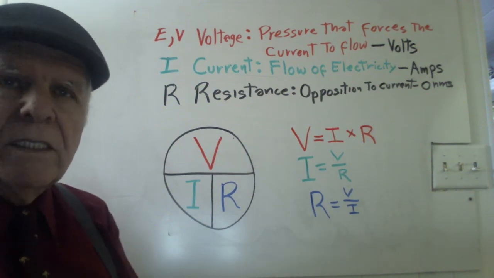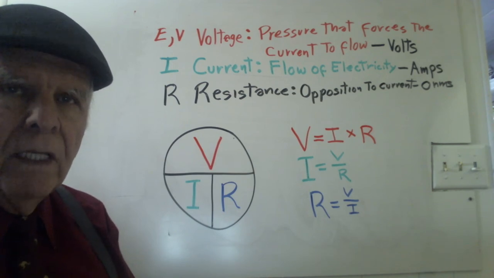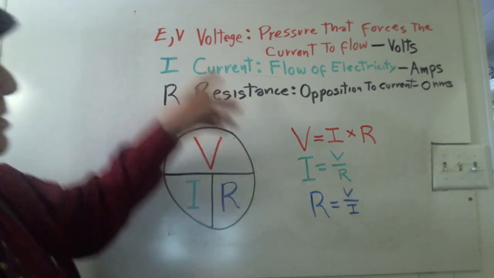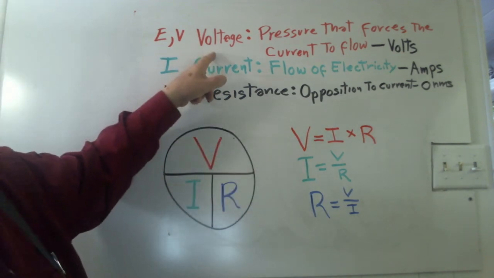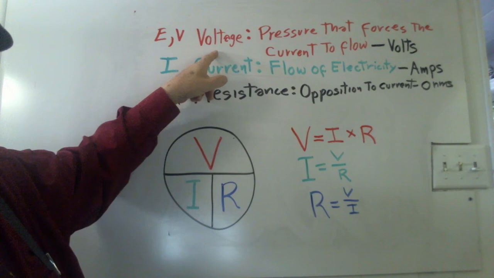Welcome. This is the first class of DC-AC electricity. And the first thing we want to do is get familiar with the terms that apply to electricity. And the first one is voltage. Voltage is the pressure that forces current to flow in a circuit. If you want the current to flow through a circuit, you have to have something pushing it.